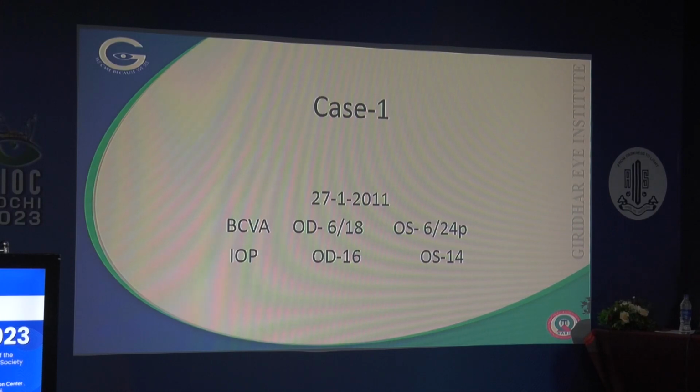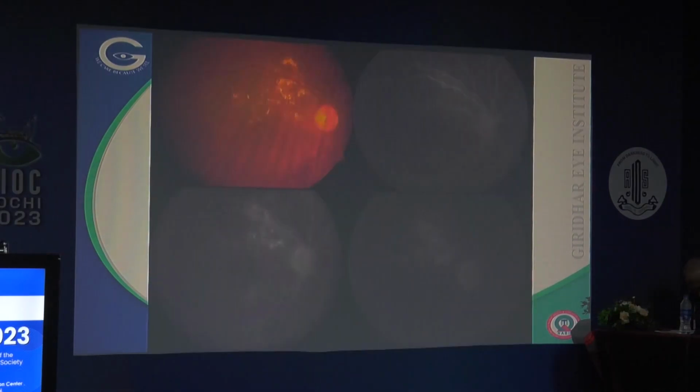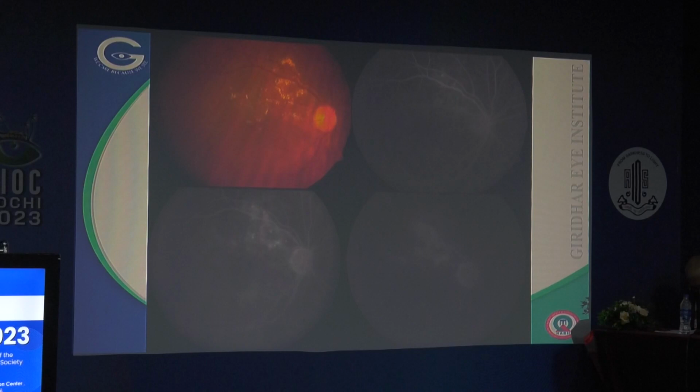So this gentleman came with a visual acuity of 6/18, 6/24, known diabetic on treatment. This is the fundus photograph, and he also underwent. So whenever we see diabetic retinopathy in patients with cataract and the media is reasonably good, it would be advisable to complete all investigations prior to cataract surgery, including OCT and, if necessary, fundus fluorescein angiography, because you will know whether he has got a treatable retinopathy or a non-treatable retinopathy. That is a retinopathy that does not require any treatment.